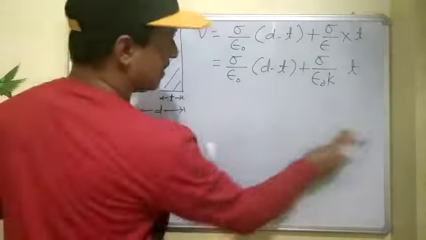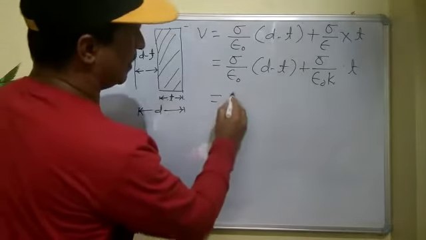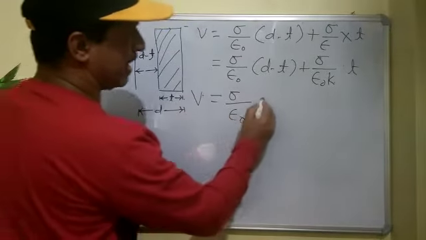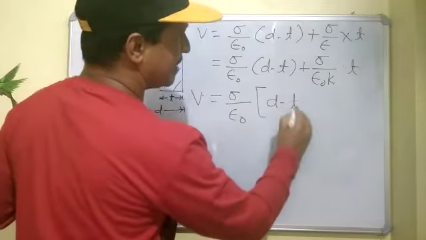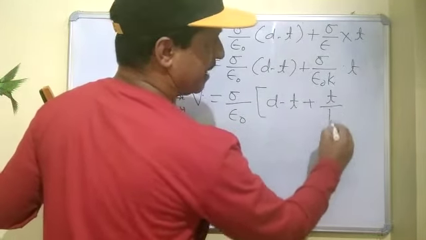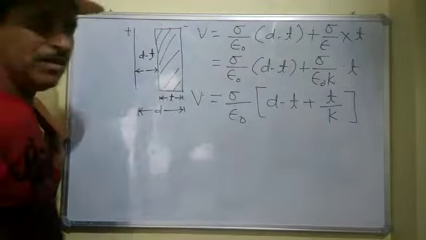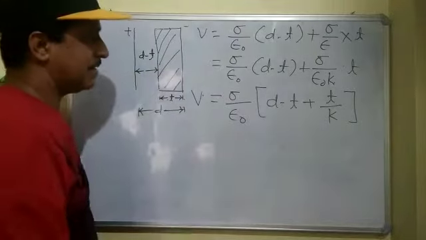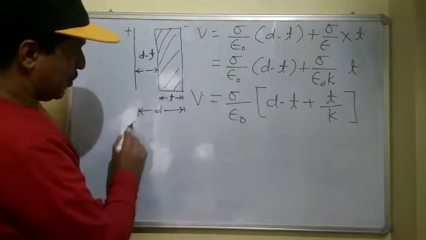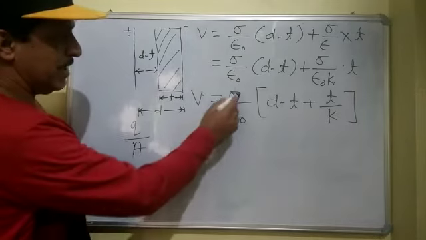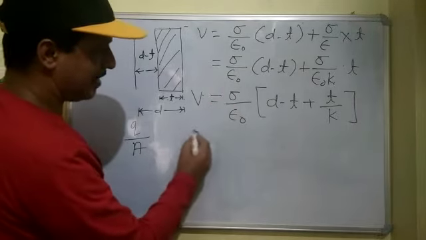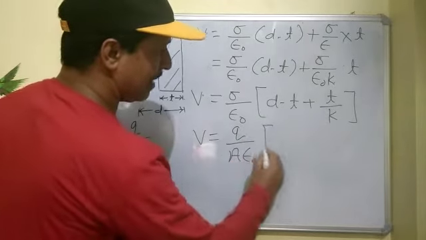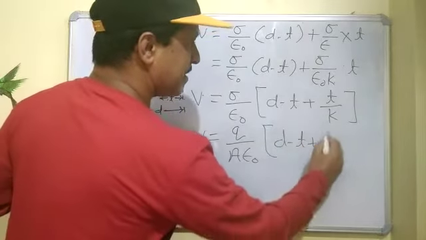If I take sigma upon epsilon 0 common, then this expression for V becomes V equal to sigma upon epsilon 0 into D minus T plus T upon K. Remember, sigma is the surface charge density of each plate, which is Q upon A. So if I replace sigma by Q upon A, I get V is equal to Q upon A epsilon 0 into D minus T plus T upon K.